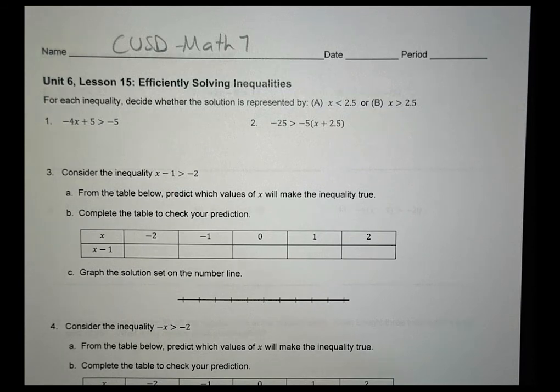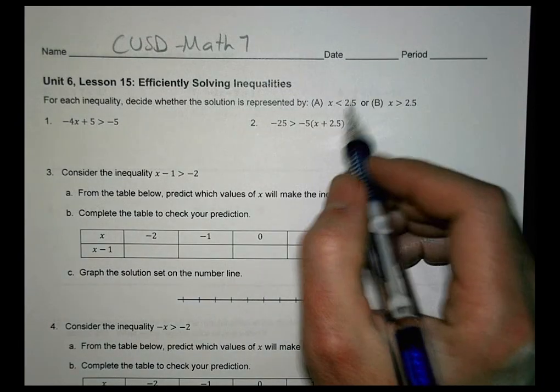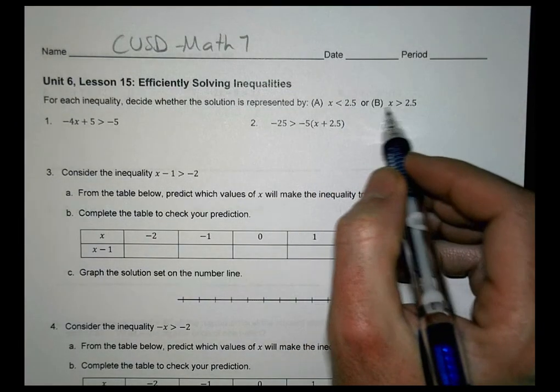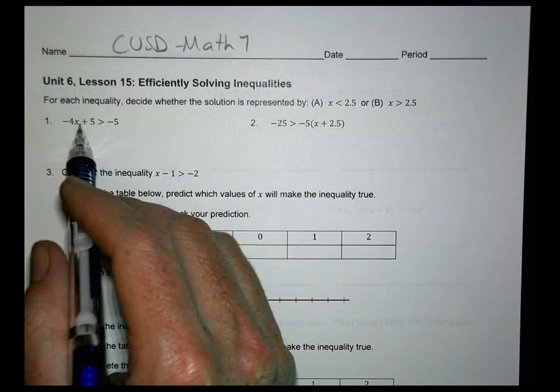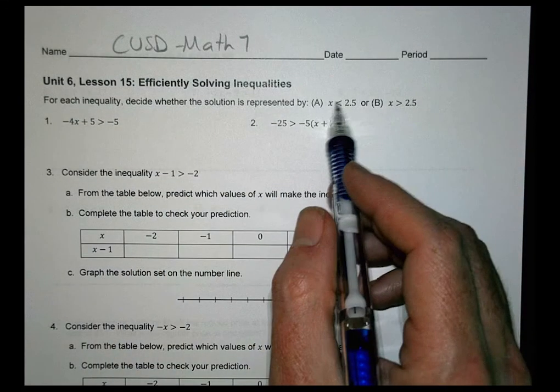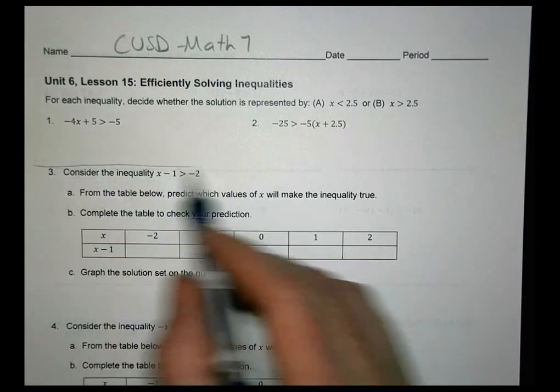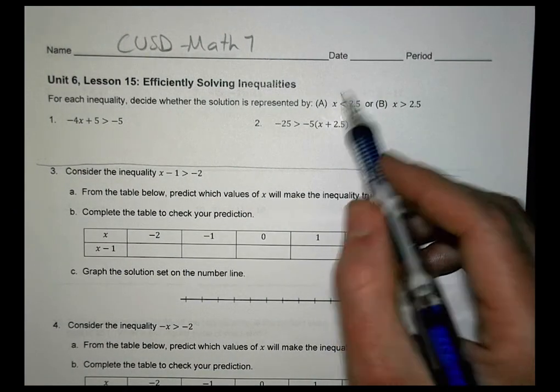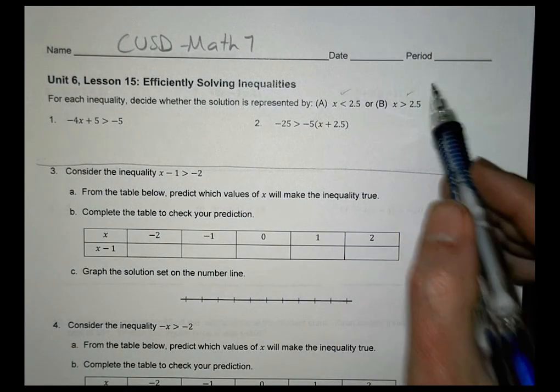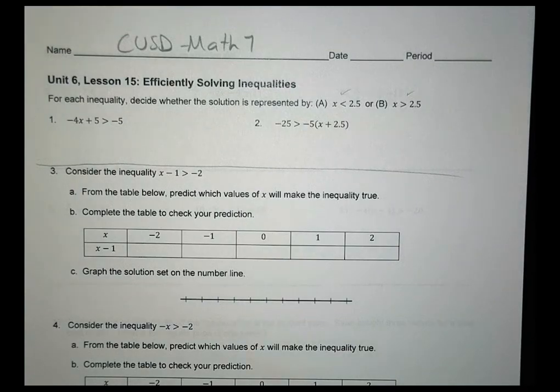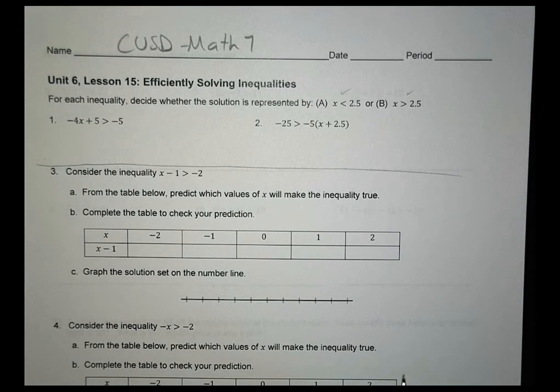All right, Math 7, Unit 6, Lesson 15, Efficiently Solving Inequalities. For each inequality, decide whether the solution is represented by A, x is less than 2.5, or B, x is greater than 2.5. So you're going to look at these and decide which one makes the most sense. Do you use that value for x or that one, A or B? All right, and that's for you to do. That's your cool down, so I'll let you do it on your own.